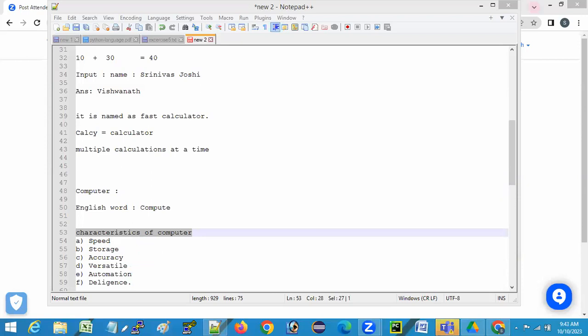Now, speed in the sense what? How much speed will your computer have? They have been compared with the speed of light. What is the speed of light? Come on, guys. How much? This is 3 lakh kilometers per second. This is the speed of your computer.